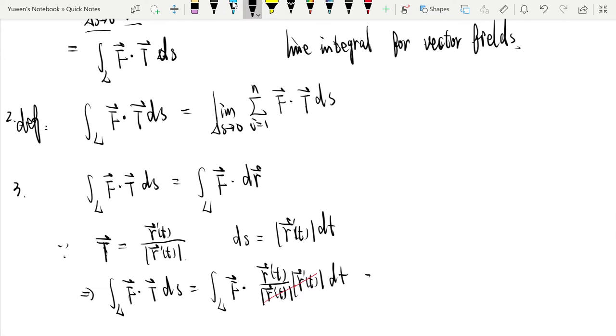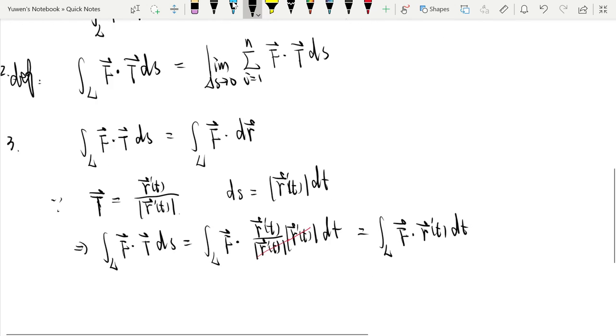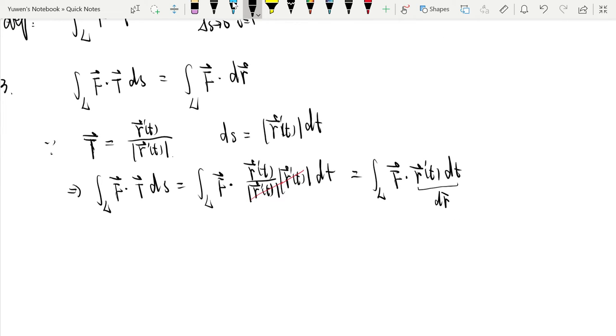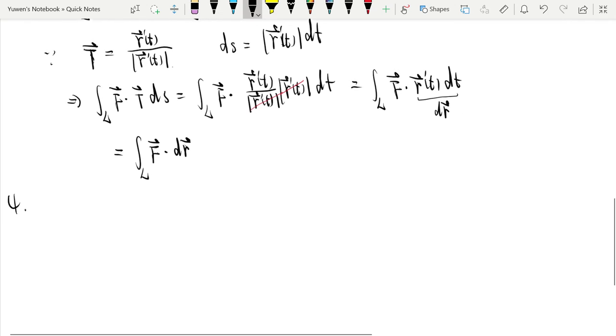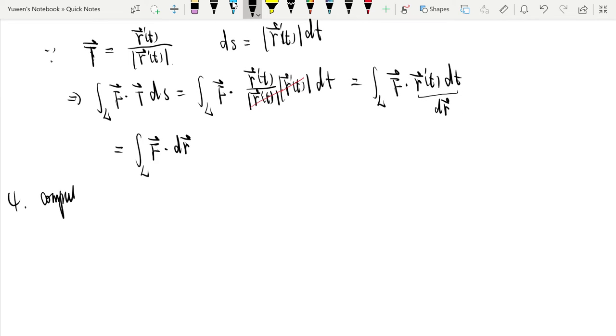So that is the integral over L of F dot r'(t) dt. But r'(t) dt is dr. So we can write it as F dot dr. This is the commonly used form of the line integrals for vector fields. I will call this a note. And for computation, maybe it's easier. There are some conditions. So first, if L has a parametrization.